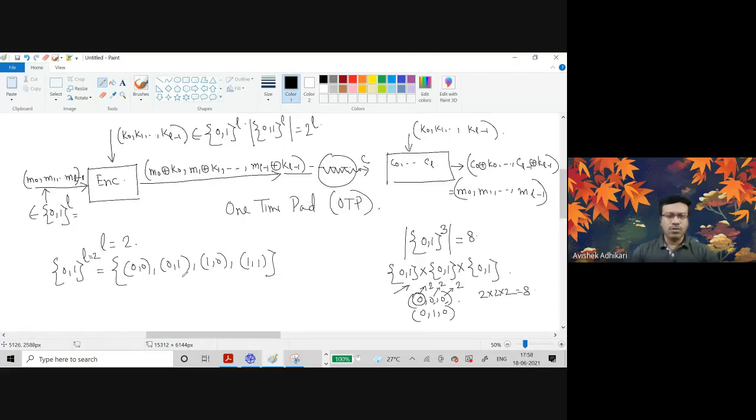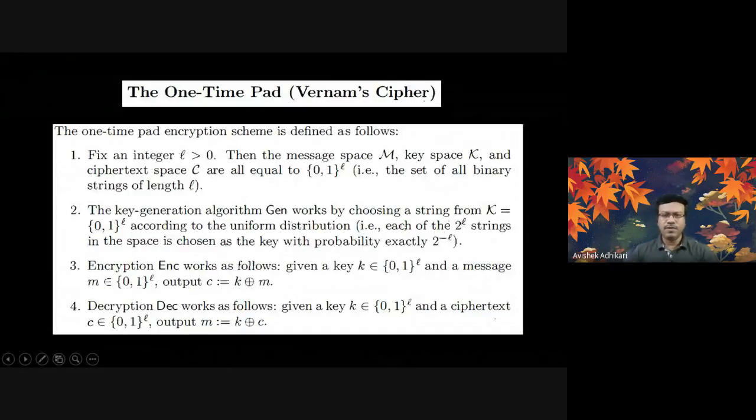Now, uniform distribution means the probability of occurring any of them is how much? Suppose, what is the probability of occurring this? Anybody? So it should be 1 by 4. Yes, 1 by 2 square. That means 1 by 4 here also. So you have 2 to the power L many elements in K, and the probability of occurring each of these elements will be 1 by 2 to the power L.